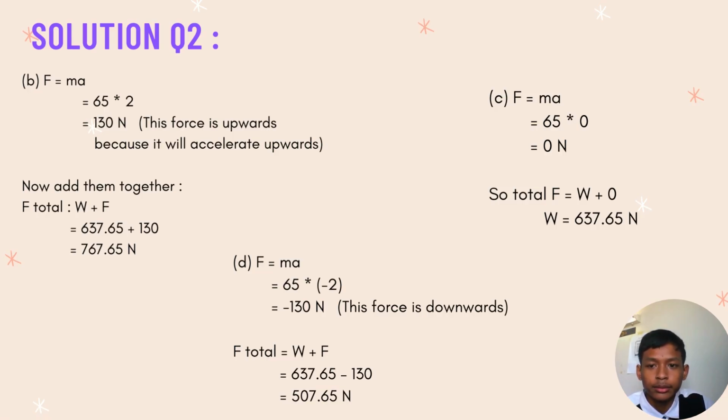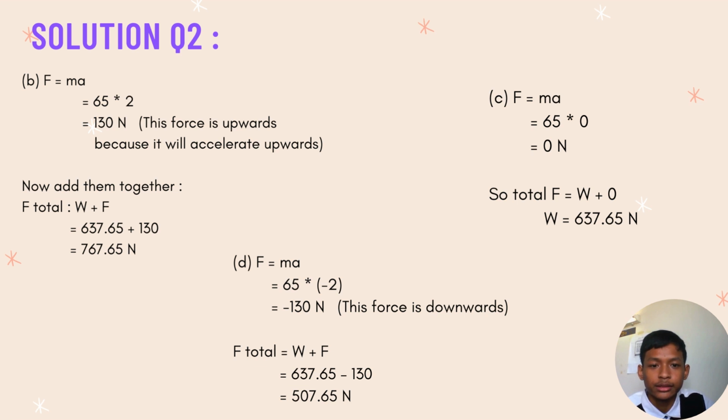Okay, so the next question is B. F equals ma. The mass given is 65 kg and the acceleration is 2. So you will get 130 Newton. This part is upward because it will accelerate upwards. Now add them together. F total is W plus F, and you get 767.65 Newton.